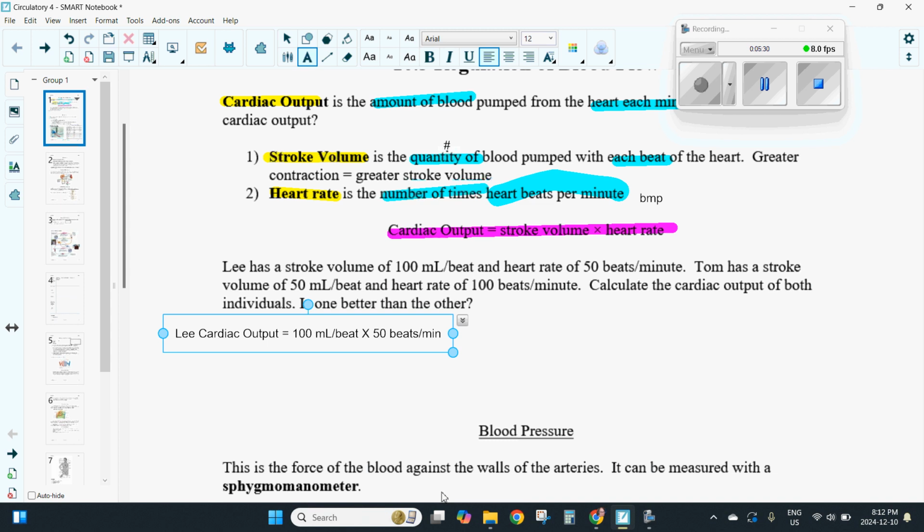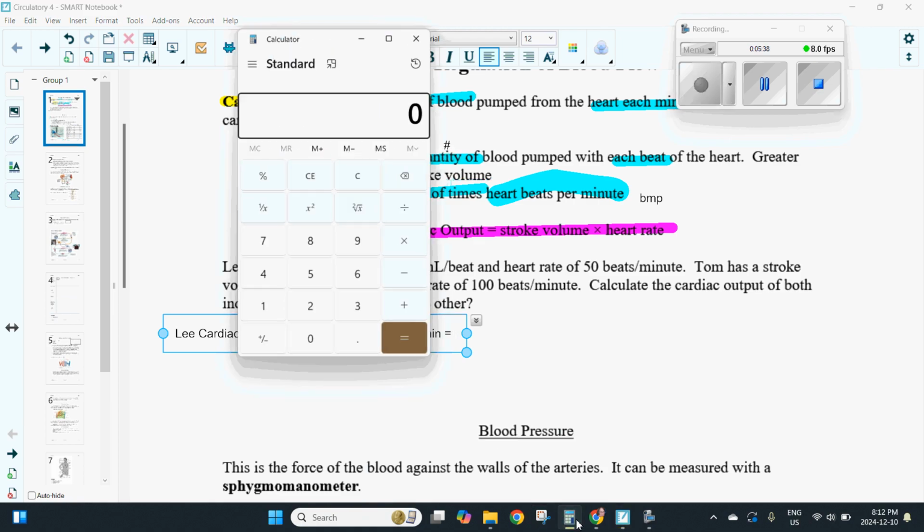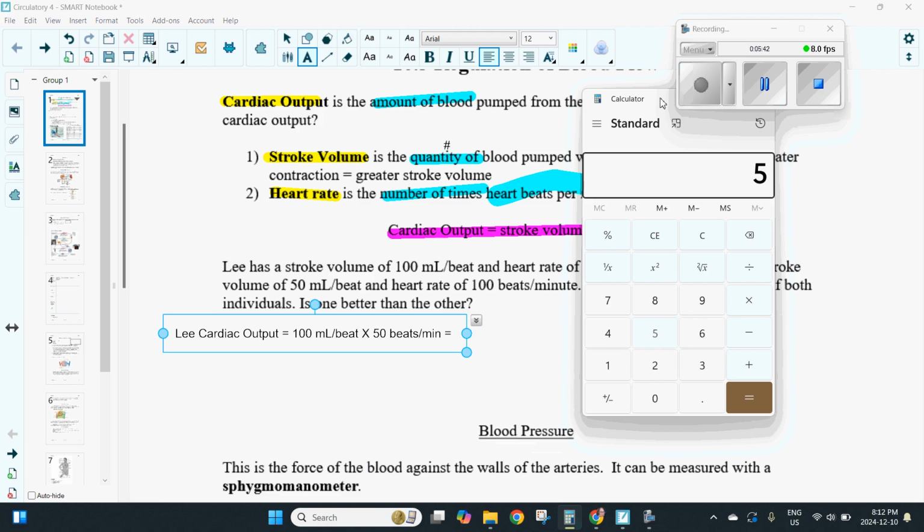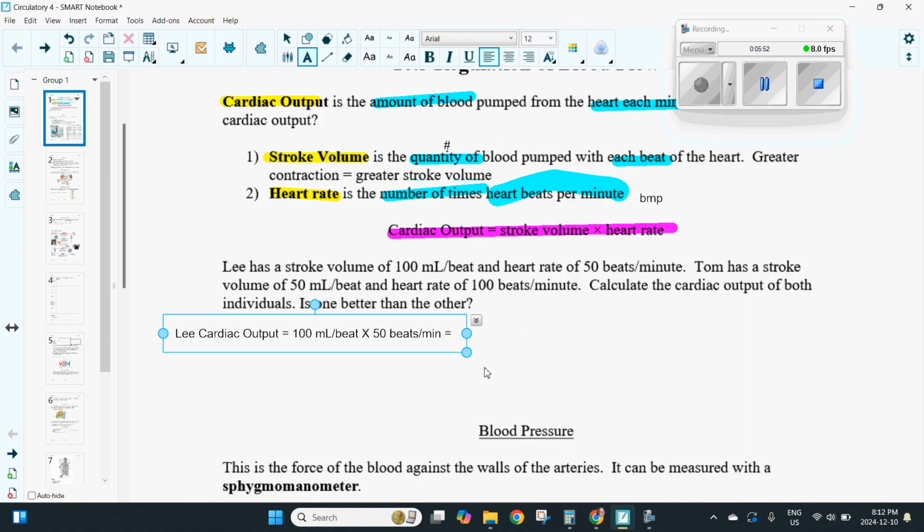Now, if you are good at doing calculations and you plug this into your calculator, again, I don't want to second guess, so I'm just going to pop up my calculator. 50 times 100, oh, I probably should hit equals, 5,000. Okay, so I have 5,000. Now 5,000 what? Okay, let's look at our units.